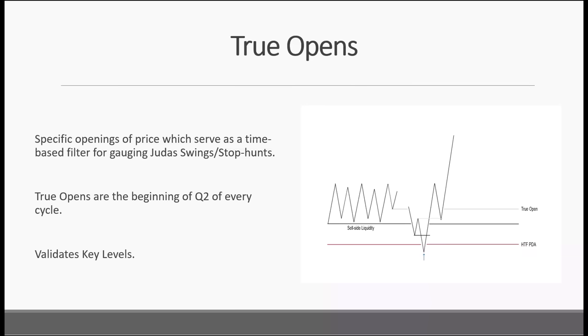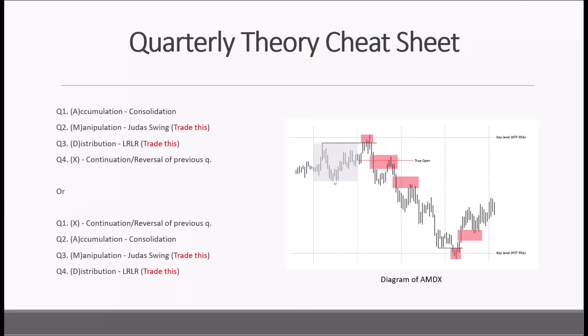The image to the right depicts how true opens function during bullish market environments. Now we'll look at the quarterly theory cheat sheet. There are two sets of instructions that the algorithm usually follows. I deem them as AMDX and XAMD. The diagram to the right gives a visual depiction of AMDX.